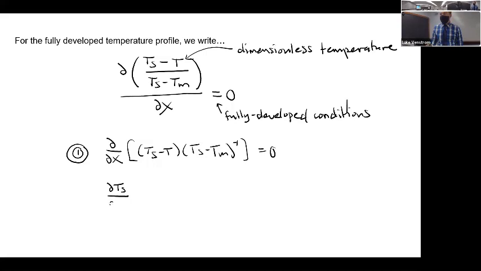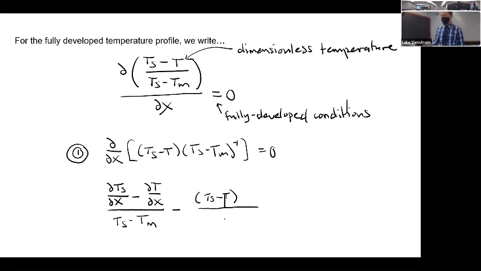So we anticipate that the surface temperature is going to be changing as a function of x. And then I have a dT/dx left over. All of that is going to be divided by the thing that we say is a constant, so it's over Ts minus Tm. And now I've got to take the derivative of the other term, from the chain rule. So I'll have this thing left over, Ts minus T, times the derivative of this thing.